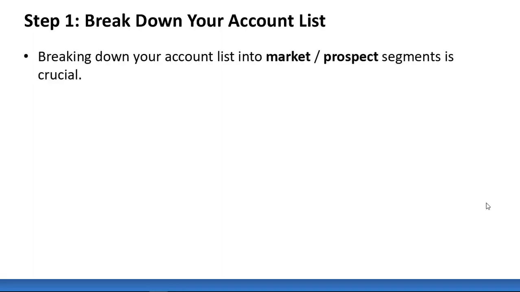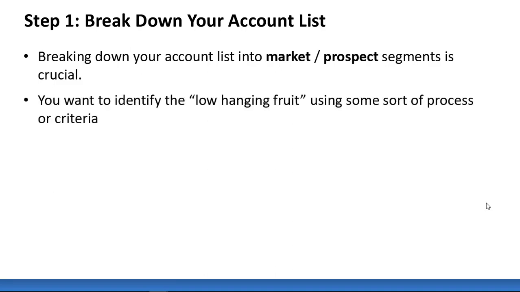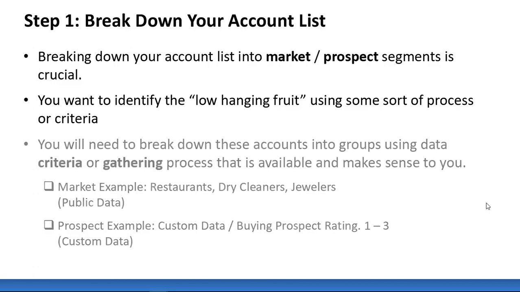So once you have your list, you're going to want to start breaking down your accounts into either market segments or prospect segments. And this is going to be very crucial as to how you prioritize how you're going to sell into your territory. So generally speaking, what you want to do is identify the low-hanging fruit using some sort of process or some sort of criteria, almost like grading your accounts.